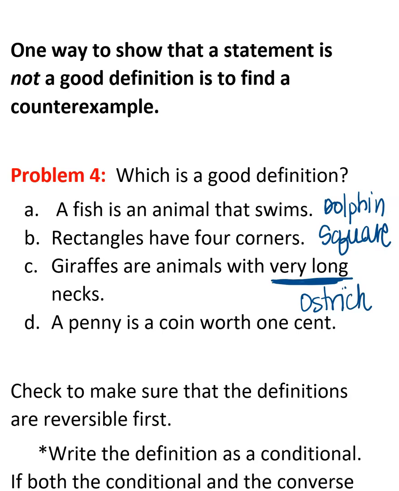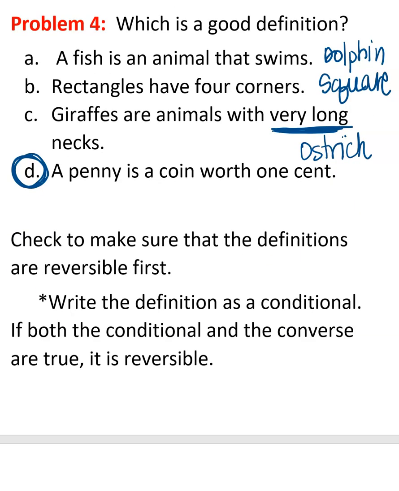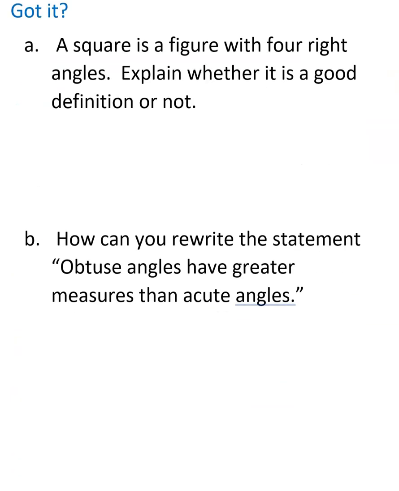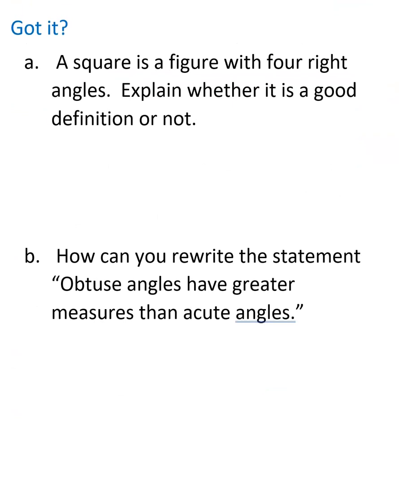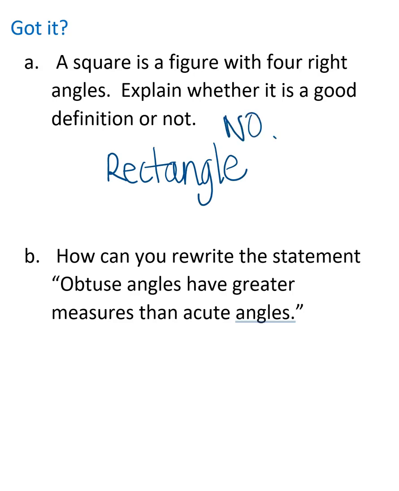And a penny is a coin worth 1 cent. So this one right here is the most specific, and it is reversible. If you talk about a coin being worth 1 cent, we all know that it has to do with a penny. So D is the only one that works here. A square is a figure with 4 right angles. This is a true statement, but when you switch it around, if the figure has 4 angles, then it's a square. What about a rectangle? So we're going to say no, not reversible.